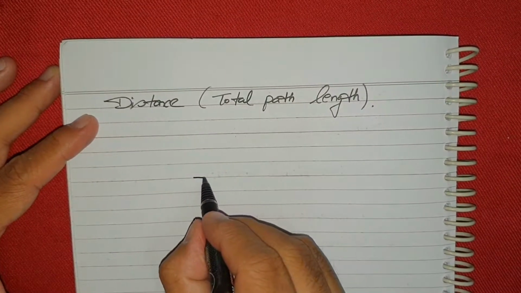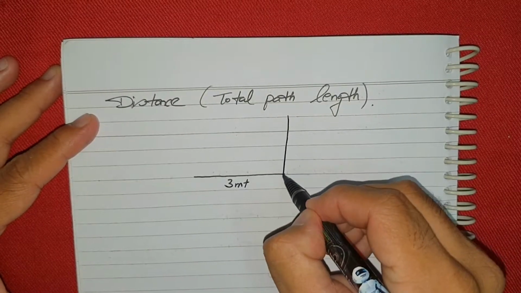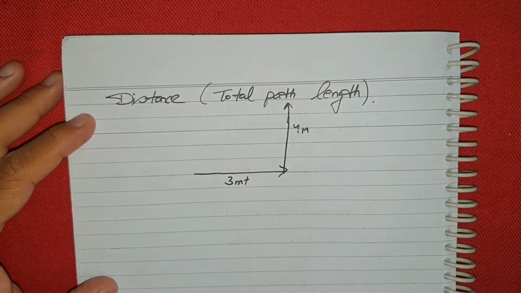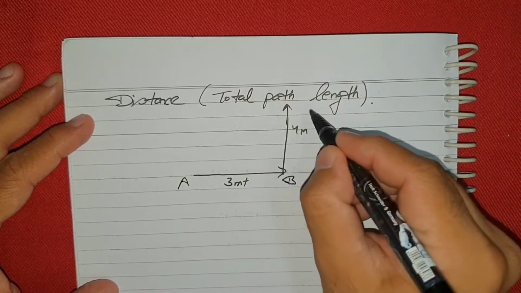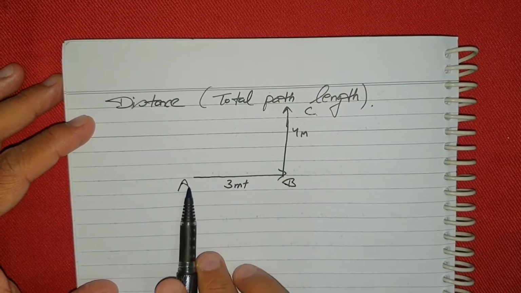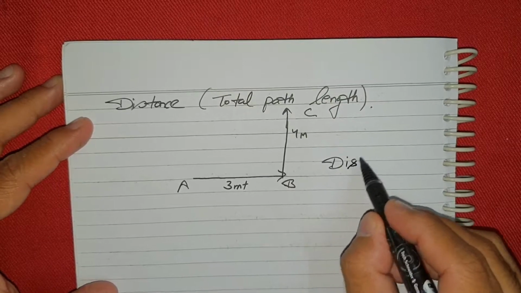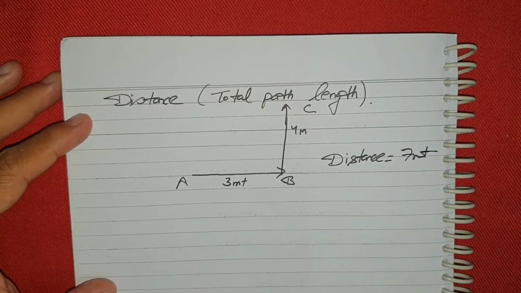Now, consider the object which covered 3 meter in this direction, and then consider this as 4 meter in this direction. So, now the total path length, you can take this as A, B, C. Total path length is 3 plus 4. So, distance travelled will be 7 meter.